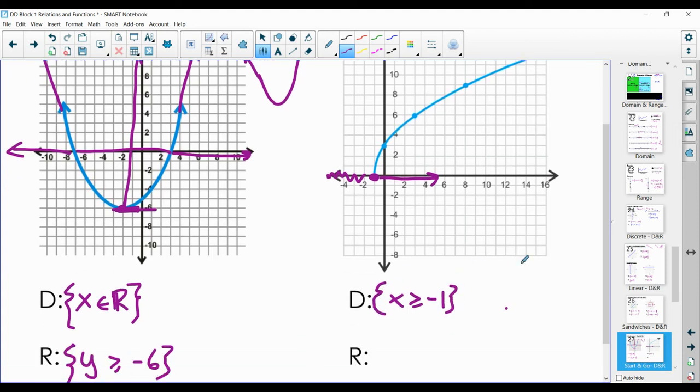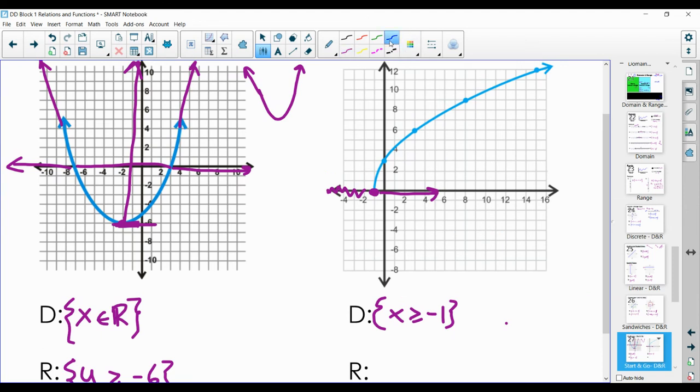And when we look at our y values, there are no y values down here. There's no part of the graph that's down here, but there is a y value right at 0, and that's right here. And so all of our y values are getting bigger than or equal to 0. So you'd write y is greater than or equal to 0.